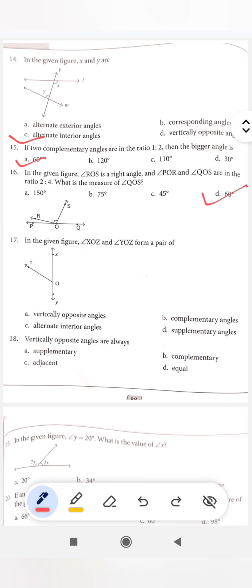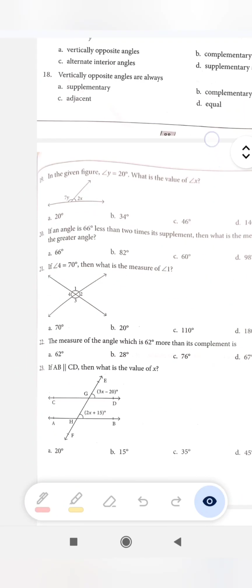In the given figure, angle XOZ and angle YOZ form a pair. Yes, these two are pair and they also form the 180 degree. So they are the vertically opposite angles? No. They are the complementary angle? No. Their sum is equal to 180 degree. Alternate interior angles? No. They are the supplementary angles because their sum is 180 degree. Vertically opposite angles are always equal. Okay. Now come to the next part.